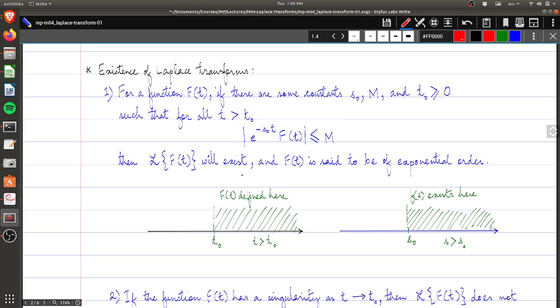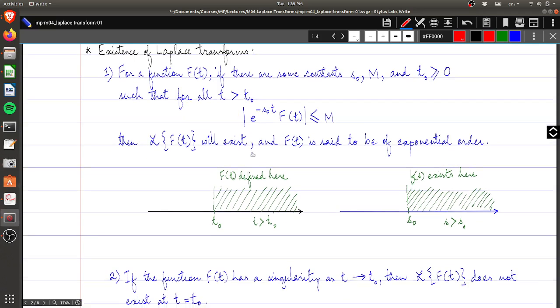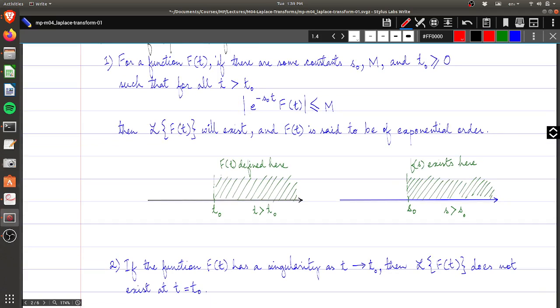If this condition holds good, then the Laplace transform of this function will exist, and this function f of t is said to be of exponential order. So we say that the function f of t is of exponential order when this condition is satisfied and the Laplace transform exists.